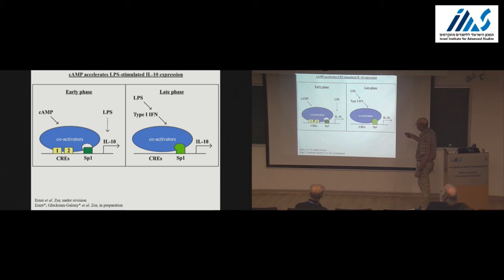At the late phase, LPS is inducing an autocrine loop of secretion of type 1 interferons, interferon alpha and beta, which are acting on the same cells or neighbor cells in order to elevate IL-10 induction by doing an extra job on the constitutive activity of SP1, which is amplified very much, and now it's sufficient for full activation of the IL-10 promoter. And now if we mutate the CRE sites, we get no effect. We add isoproterenol, we don't get any effect.